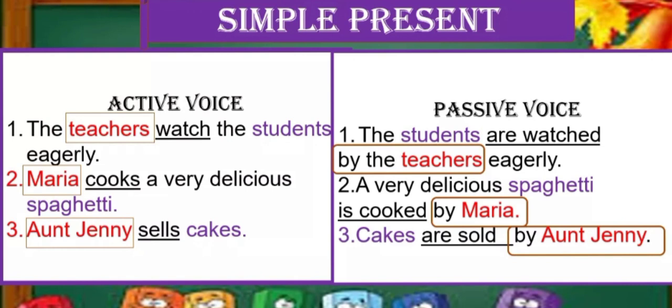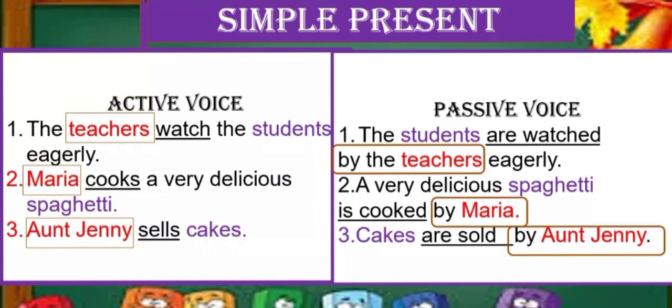A very delicious spaghetti is cooked. Why is? Because spaghetti is the subject. Cooked, past participle. And then why is? Because the verb is cooks, simple present. And then by Maria. So now it became the doer, the receiver of the action, I should say.